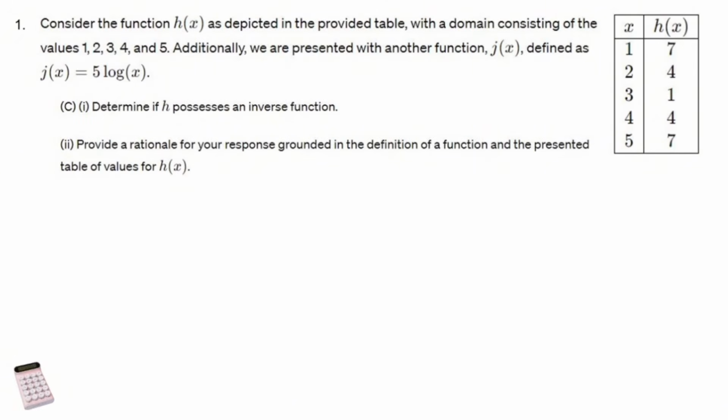Let's do part C. Consider h. Determine if h possesses an inverse function. All right, I'm going to tell you this right now. When I was looking at the practice examples of these, you are not allowed to say it fails the horizontal line test. Now, if you're like, whoa, what's a horizontal line test? If I were to graph these points, I get (1, 7), (2, 4), (3, 1), (4, 4), and (5, 7).